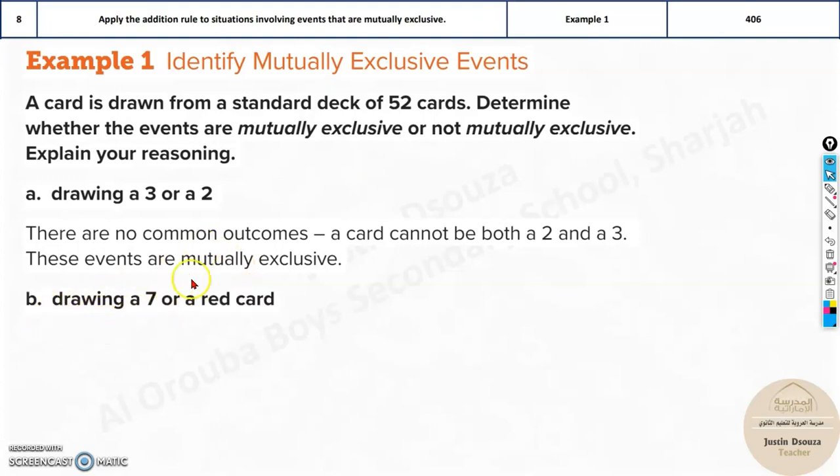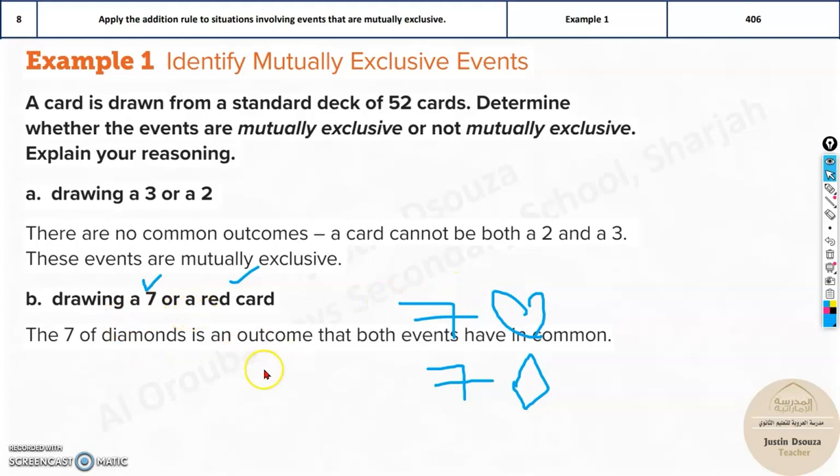Whereas, let's look at this, drawing a 7 or a red card. Now it's important. You have to have either a 7 or a red card, but you know a 7 also can be hearts and a 7 can be diamonds. These are a 7 and a red card. They are both together as one. So these are not mutually exclusive. Why? They are not unique because they can be the same event as well. Look over here. A 7 of diamonds is an outcome that both events have in common. So they are not mutually exclusive.